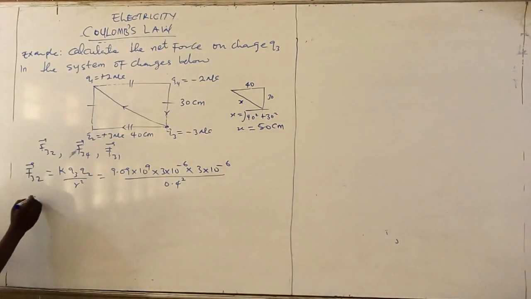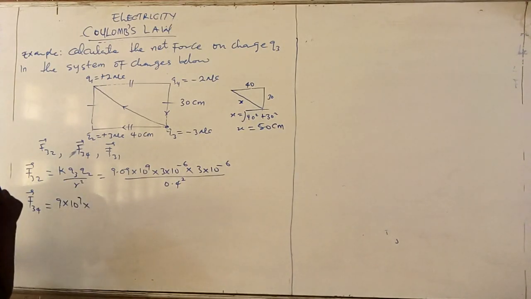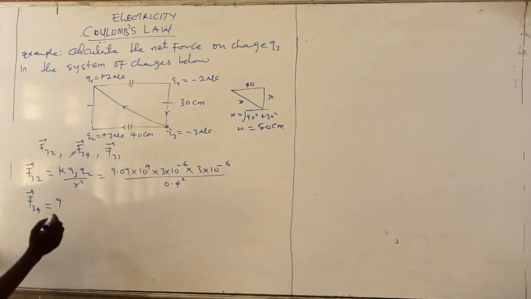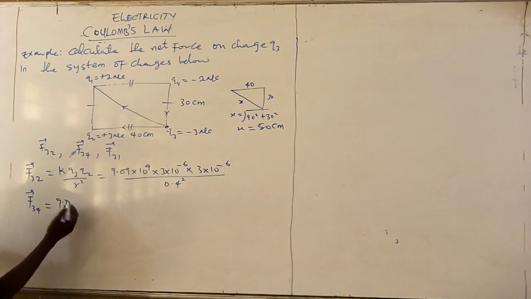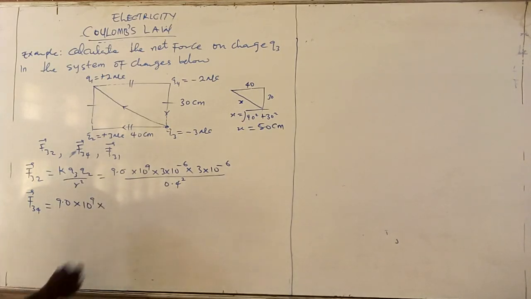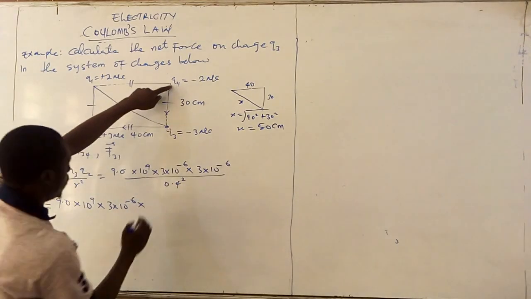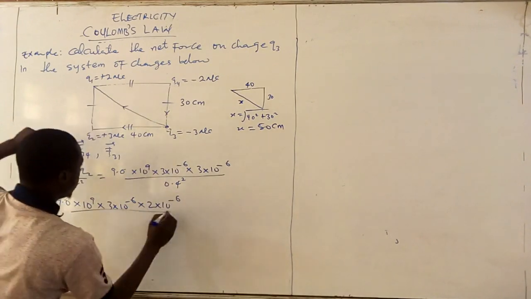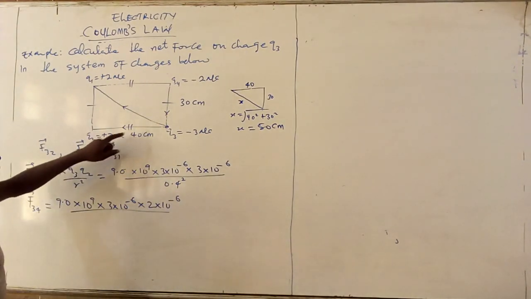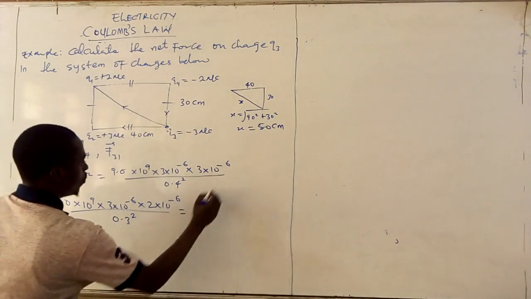This is for F32. For F34, I'm going to have the same formula: 9.0 times 10 raised to power 9, multiplied by Q3, which is still 3 times 10 raised to power minus 6, multiplied by Q4, which is 2 times 10 raised to power minus 6, divided by the distance between Q3 and Q4. We have 30, which is 0.3 squared.